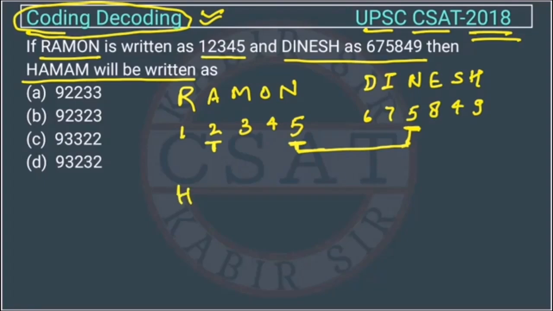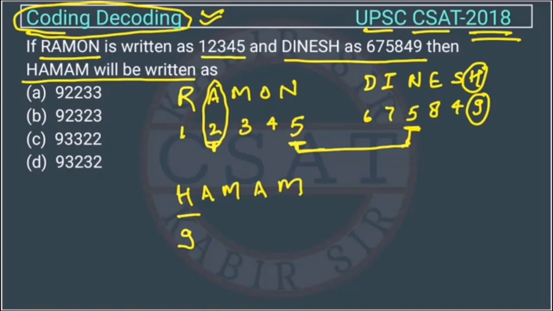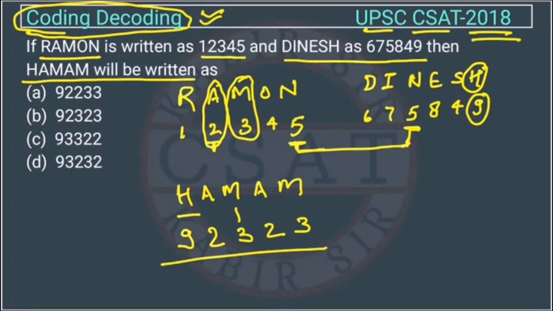Now we will write the code for HAMAM. We can find where H is here. H is coded as 9. A is coded as 2, so this will be 2. M is coded as 3 here, so we will code it with 3 here also. A is coded as 2 and M is coded as 3. This will be the code for HAMAM. Now we will check from the options. This is 923 and this is 23, so option B is the correct answer.